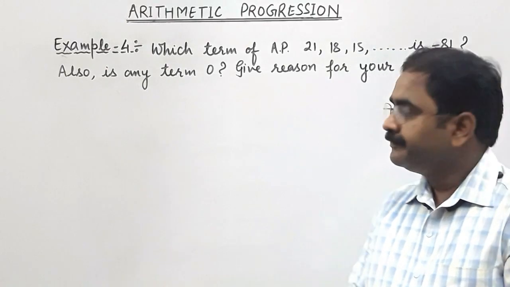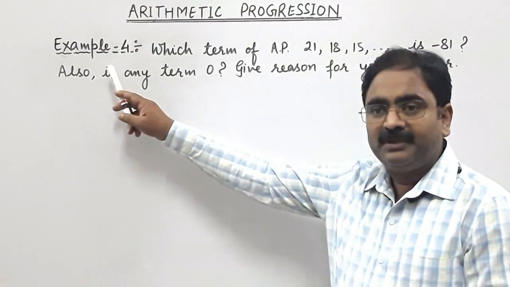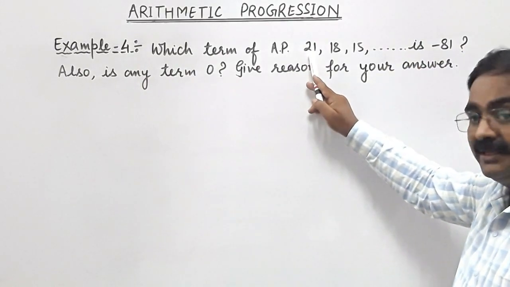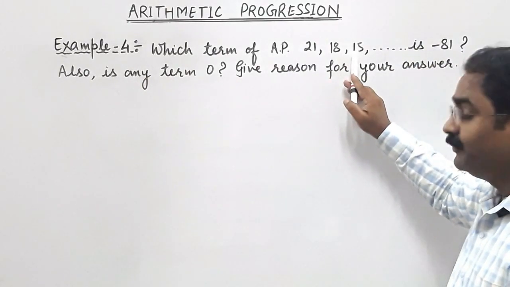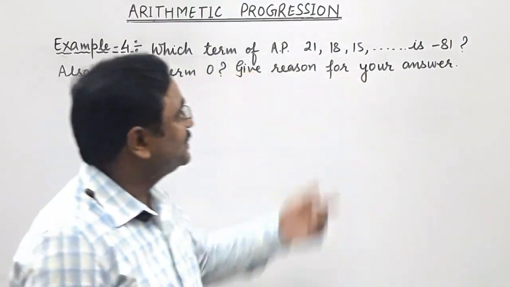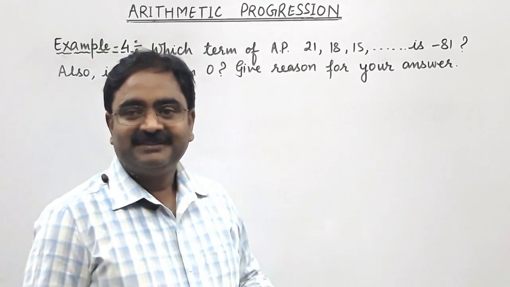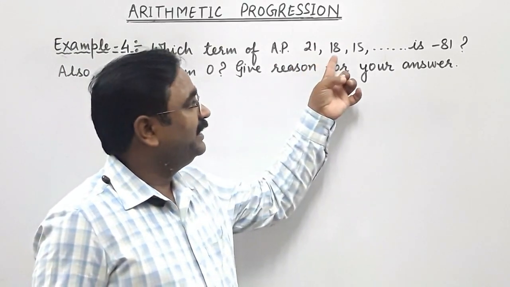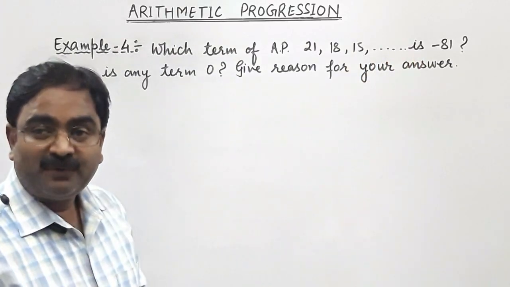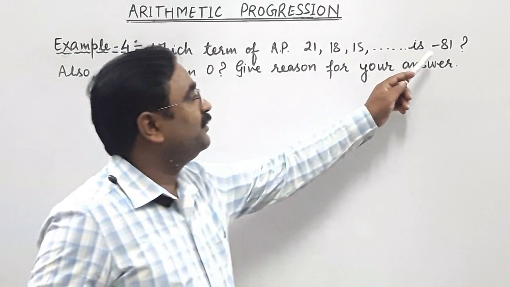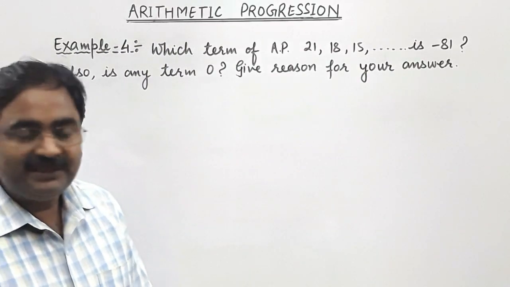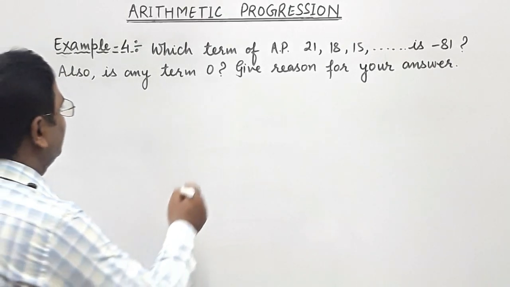Okay, dear friends, so example number 4. In this the question is given: which term of the arithmetic progression 21, 18, 15, etc. is minus 81? Just see, this series is in descending order. It means which term will be minus 81 of this series 21, 18, 15, etc.? Right?